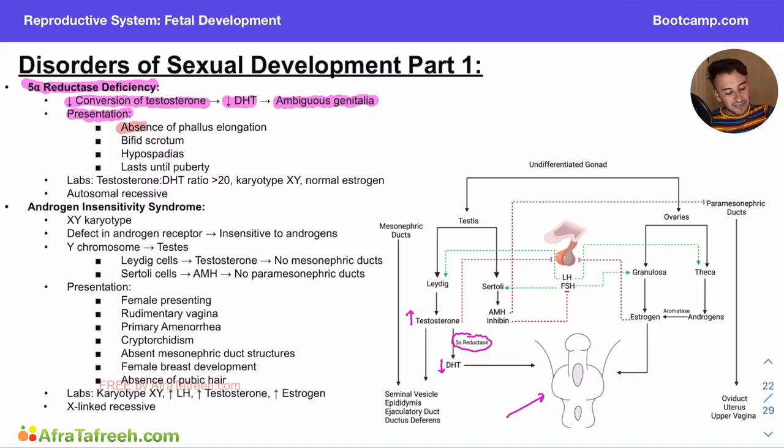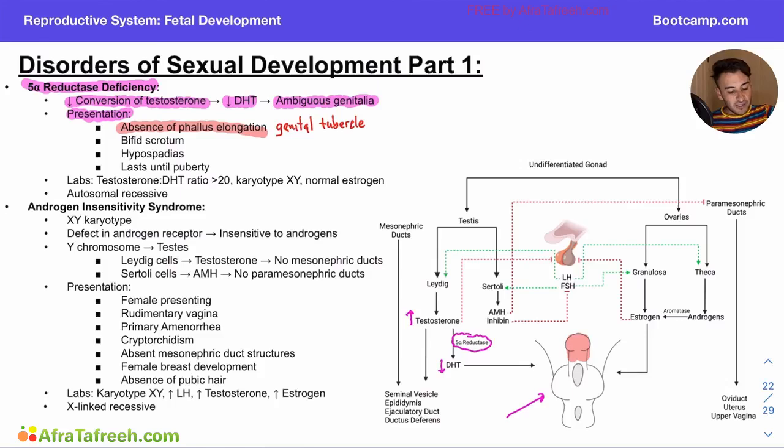We're going to have absence of phallus elongation, and you'll remember that the phallus elongation is going to occur at the genital tubercle. And I'm going to highlight this for you guys here in this red area. This is the area of the phallus that extends from the genital tubercle.